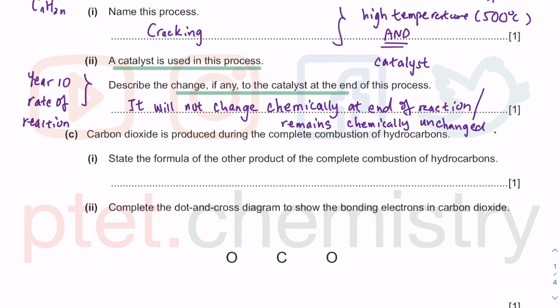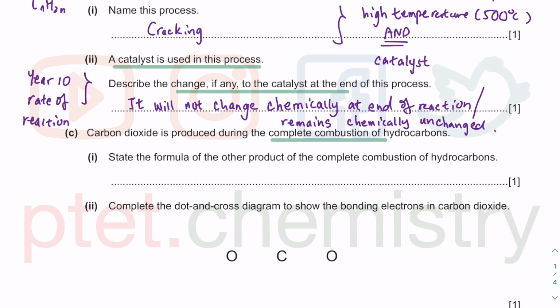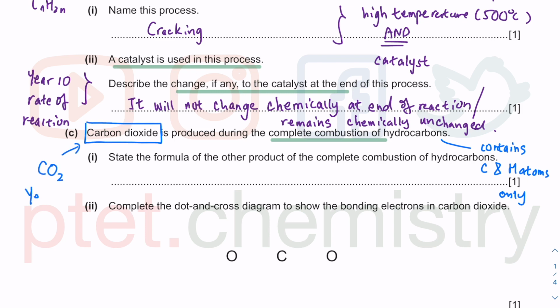Part C, carbon dioxide is produced during the complete combustion of hydrocarbons. A hydrocarbon contains only carbon and hydrogen atoms only. So when you burn them, you get just carbon dioxide and also water. The formula for carbon dioxide is CO2. These are from year 9.